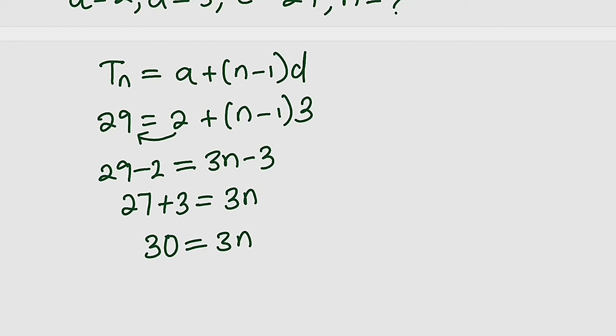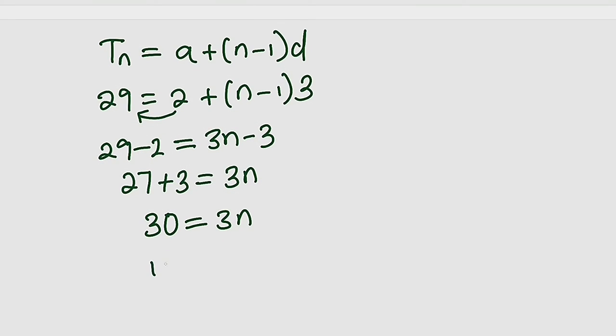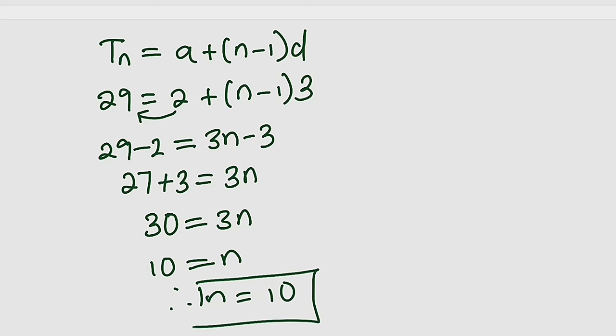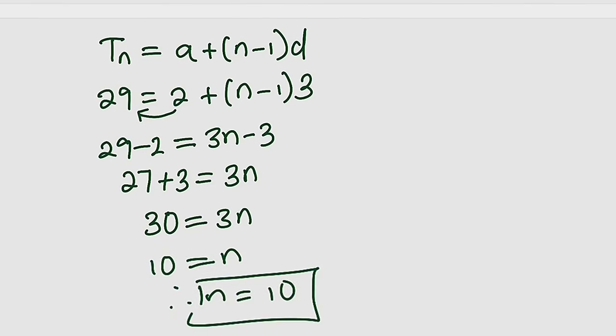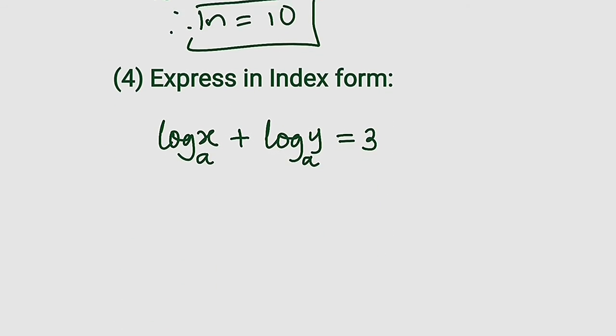The moment you divide both sides by 3, you have 10 here, and this equals n. Therefore, n is equal to 10, which means that the number of terms in this sequence is 10. This is question number 3. Now let us move on to question number 4.